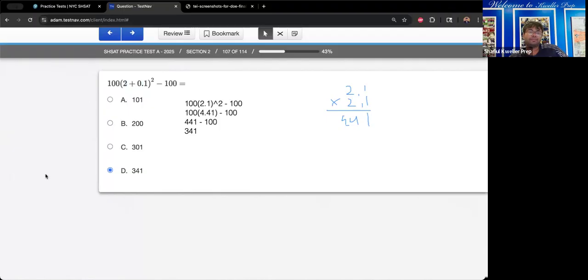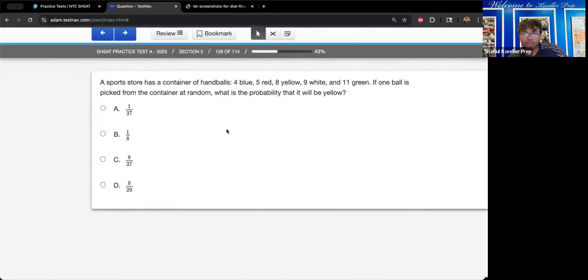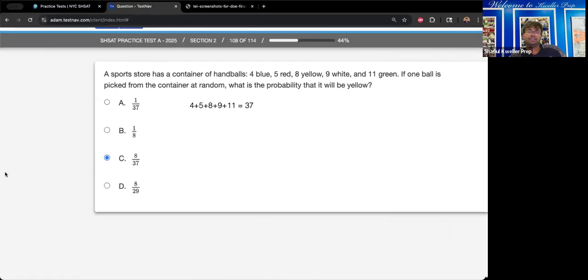Okay, go to the next one. What is the probability that the ball will be yellow? Add up the totals. So 4 plus 5 plus 8 plus 9 plus 11 equals 37. And the probability that it's yellow is 8 over 37. So it should just be C. 8 is the yellow, so that should be easy. Okay, let's go to the next one. Does anyone have any questions on this?